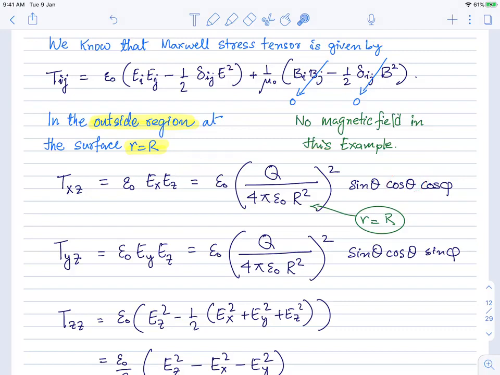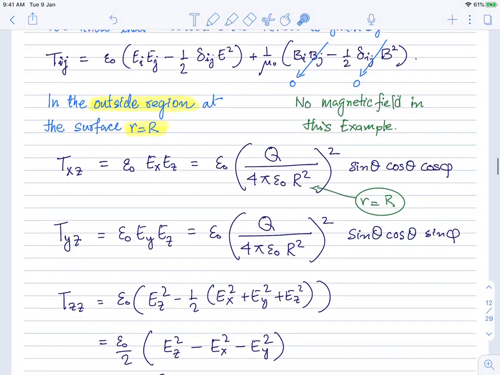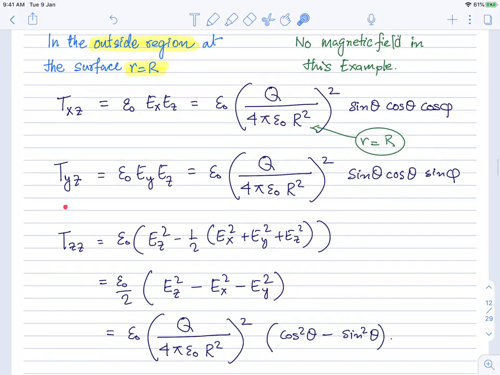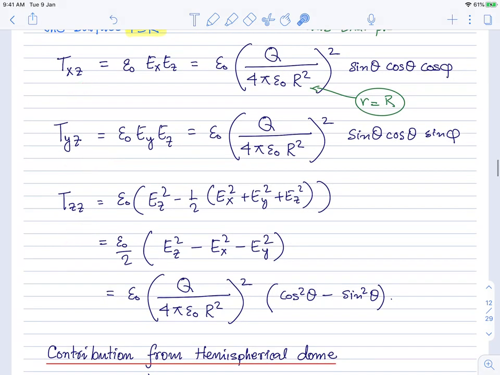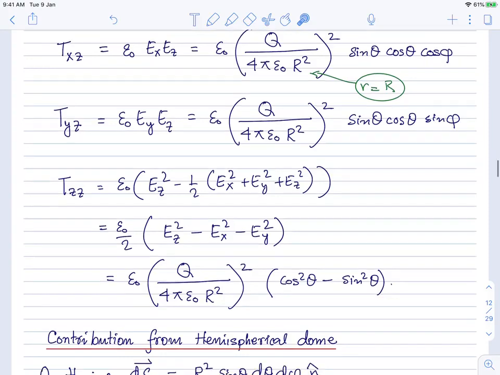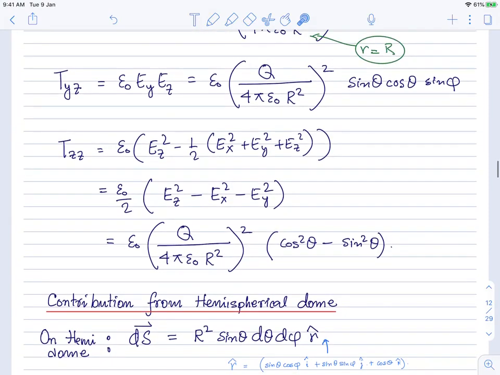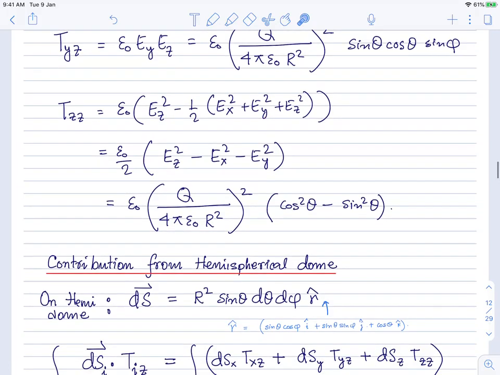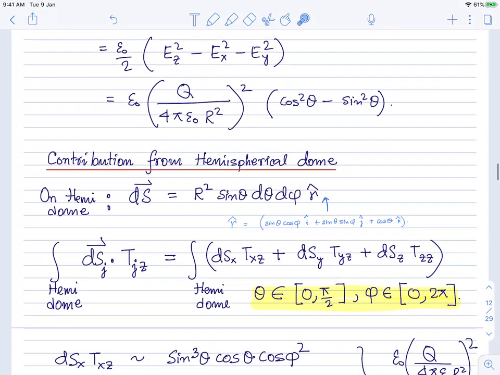Okay, so that's how, and this factor is common, so it just gets a whole square. Similarly, you can work out txz, tyz, and tzz. The tzz is again slightly more complicated. You can work it out and find that this is given by cos square theta minus sine square theta. Again, you put in what z, x, and y are, and then you will see what you get. Very good.